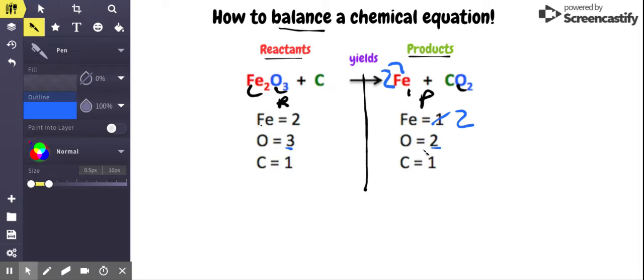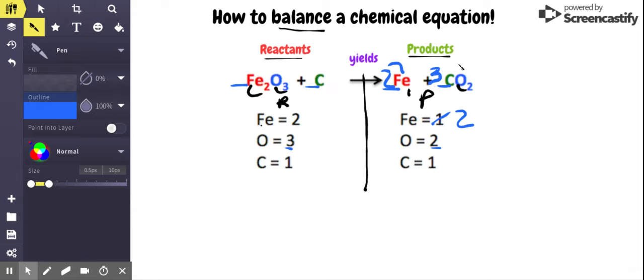So if I wanted to get this to 6, I would have to put a 3 in front of it. But I can't put a 3 here. That's a subscript. I can only put a coefficient in front of all of these elements or compounds, okay? You'll notice on your worksheet that we only give you a blank to change this. This is the only thing you can adjust.